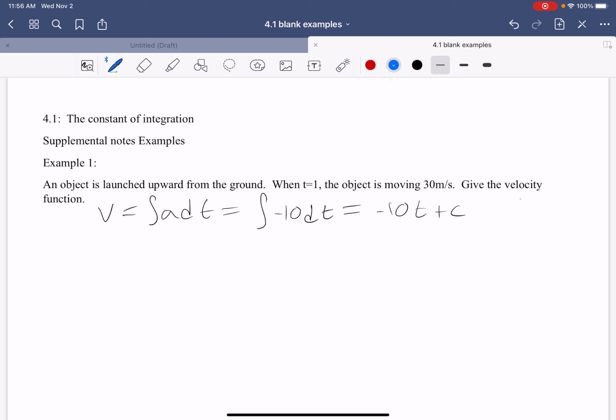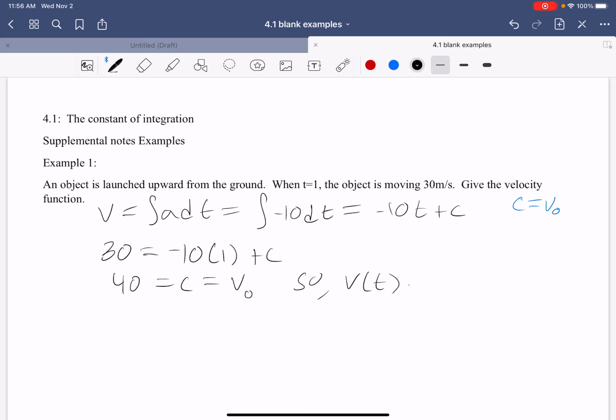This constant is actually v0 if you wish to write v0 rather than c. Then we know that the velocity is 30 when t equals 1. Which gives us an initial velocity of 40 meters per second and a velocity function of negative 10t plus 40.